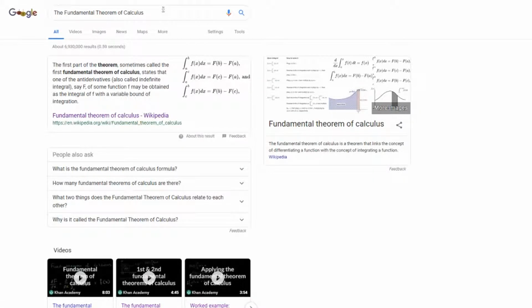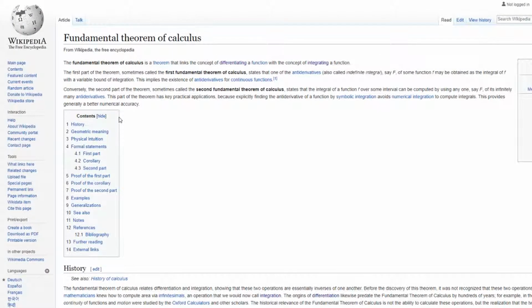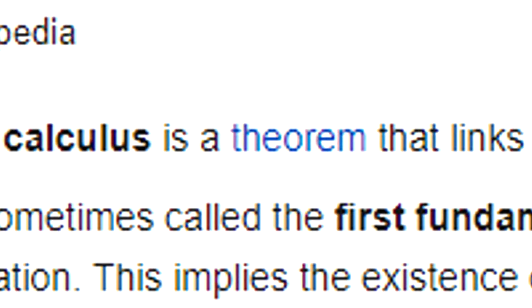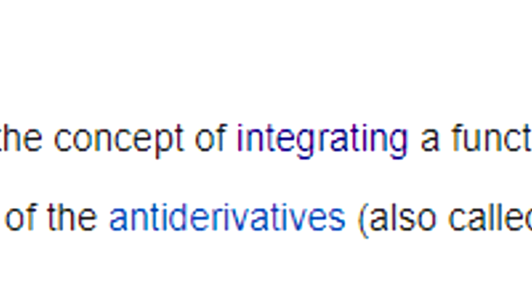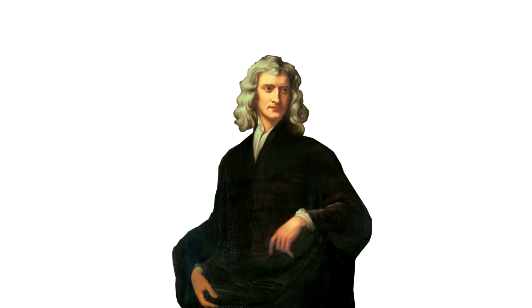Okay, fine. Quoting Wikipedia, the fundamental theorem of calculus is a theorem that links the concepts of differentiating a function with the concept of integrating a function. That sounds like a lot of fun.